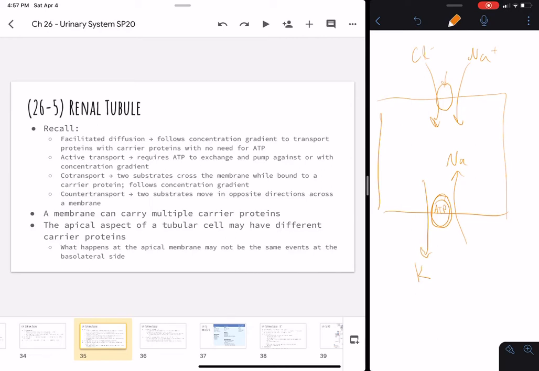For counter-transport, that would be in the total opposite direction. So if we drew the same thing here, but instead now we're moving chloride and sodium out of the cell, that would be counter-transport for two ions. And a membrane can have many of these multiple carrier proteins.